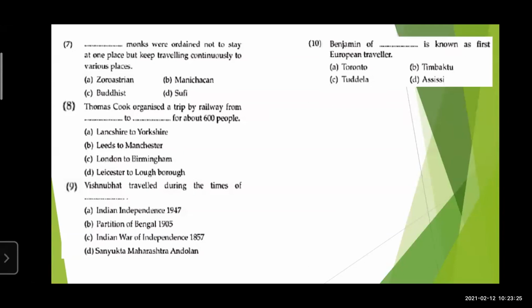Then Benjamin of Dash is known as the first European traveler. So the options given are Toronto, Timbuktu, Tudela, SEC. The correct answer is Tudela.